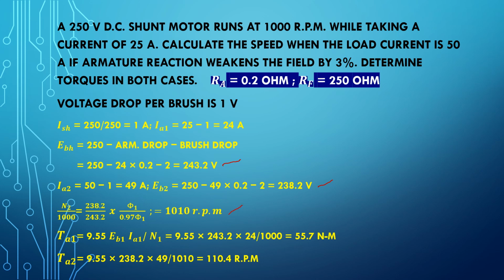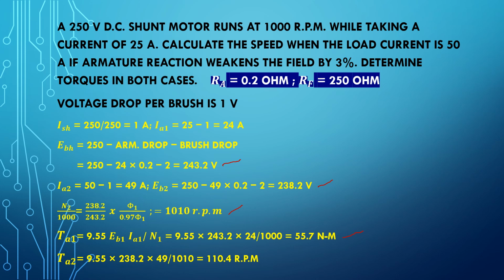So to find the torque T sub A1, it's equal to 9.55 E sub B1 times I sub A1 over N sub 1, equals 9.55 times 243.2 times 24 divided by 1000, so it's equal to 55.7 Newton meter.